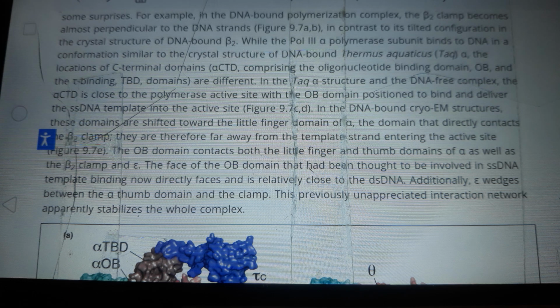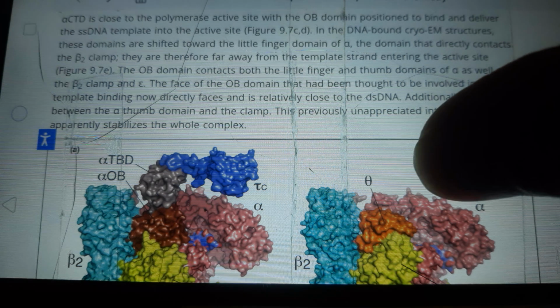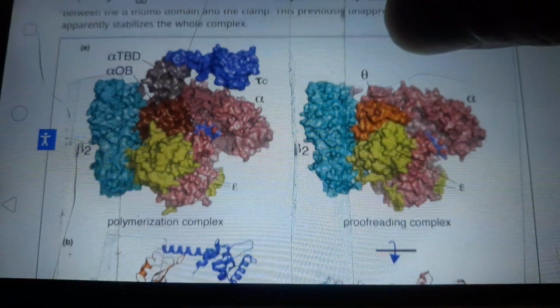The face of the OB domain that had been thought to be involved in ssDNA template binding now directly faces, and is relatively close to, the dsDNA. Additionally, epsilon wedges between the alpha thumb domain and the clamp. This previously unappreciated interaction network apparently stabilizes the whole complex.